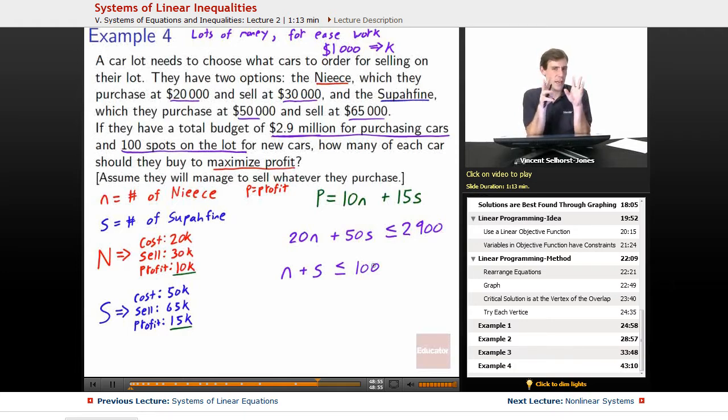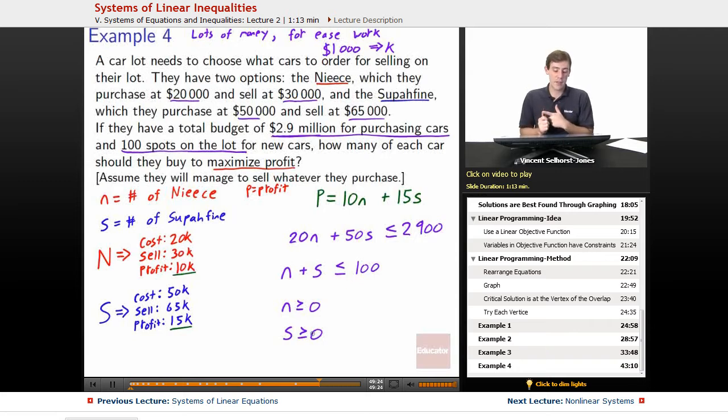Now there are two hidden requirements that we might not see, but they'll make it easier to graph the problem. Think about this: is it possible to have a negative number of nices? Can they buy negative cars? No. The lowest number of any car that they can buy is 0. So however many nices they buy, N has to be greater than or equal to 0, and similarly S must be greater than or equal to 0. So we've got four requirements on this.